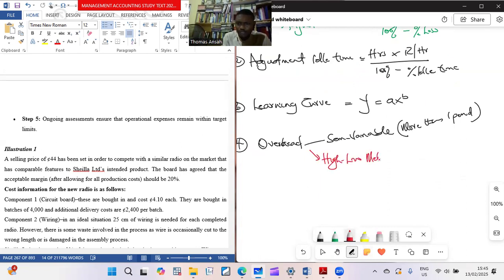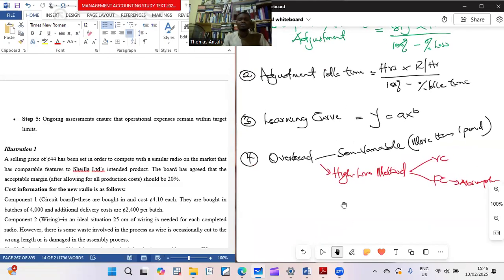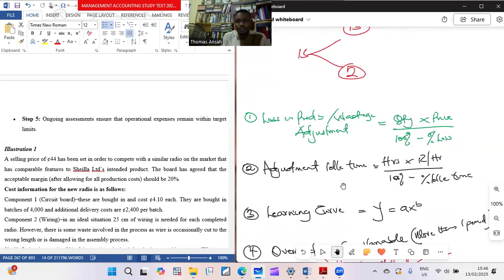Now, the high-low method will help you to segregate between the variable cost, which is usually that of marginal costing, and the fixed cost, which is usually that of absorption costing. So basically that is that. You may have these things to do, easy peasy. There's nothing dangerous about target costing, not at all. You will have to use the information that you have to go about this.